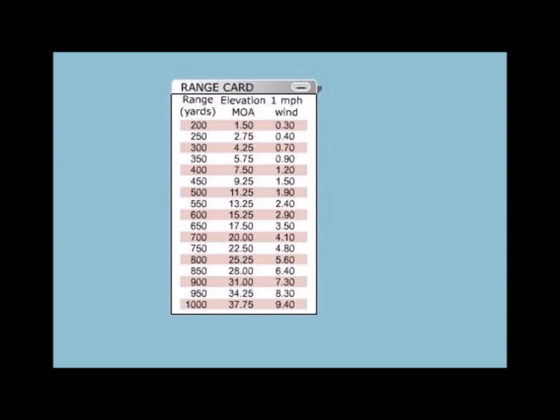Let's say my range is 300 yards and the wind is at 5 miles per hour full value wind. The minute of angle for a 10 mile per hour wind is 3.5. Just take it and divide 3.5 in half. The minute of angle adjustment for a 5 mile per hour full value wind will be 1.2 minute of angle, either left or right.